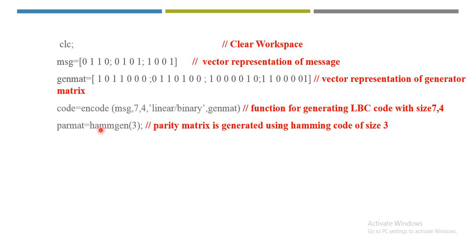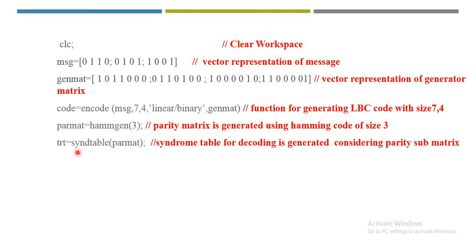The next one is the parity matrix. For generating the parity matrix we are using the hamgen function, that is a Hamming generator code of size 3. Now, from where are we getting this value 3? 7 minus 4, that is my q equals 3, so the parity bits which are added equal 3. Therefore we are generating a parity matrix of size 3.